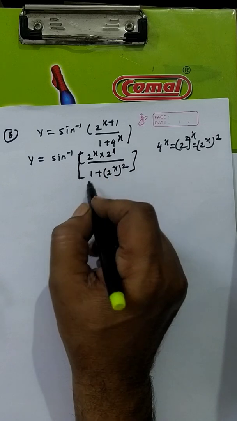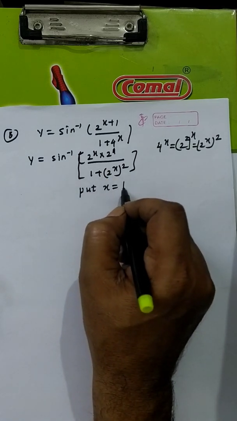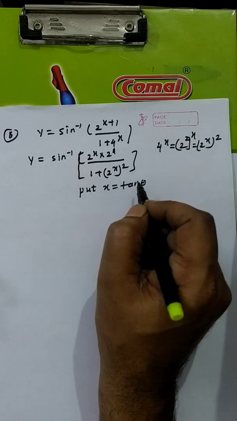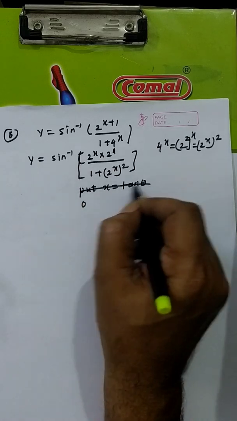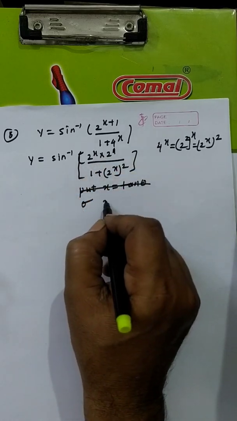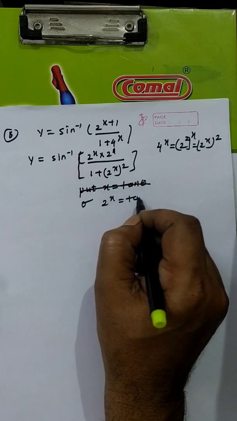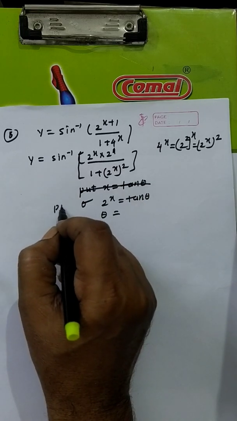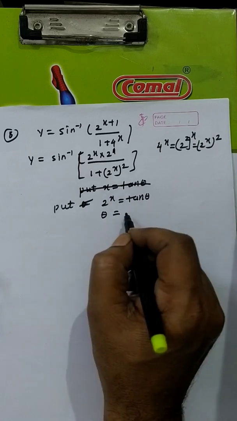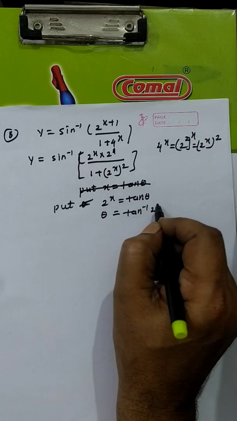So next, we can put x equal to tan theta. Sorry, not x. Instead of x it is 2 raised to x here. Put 2 raised to x equal to tan theta. So theta will be tan inverse of 2 raised to x.